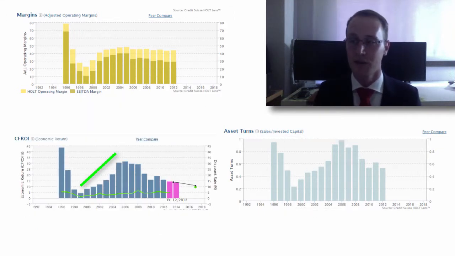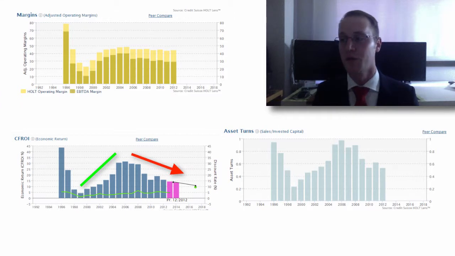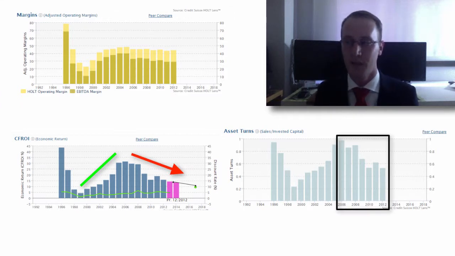However, from the peak of 2006 up until now, the economic returns of eBay have been constantly decreasing, and the asset turns have almost halved in the past 7 years. So management should really focus on improving the efficiency of their assets.